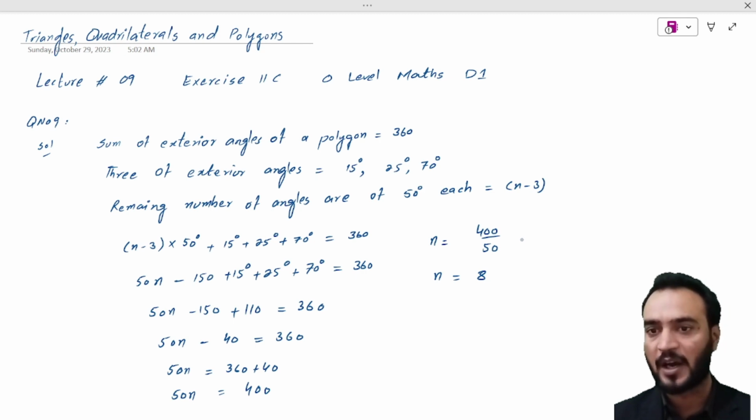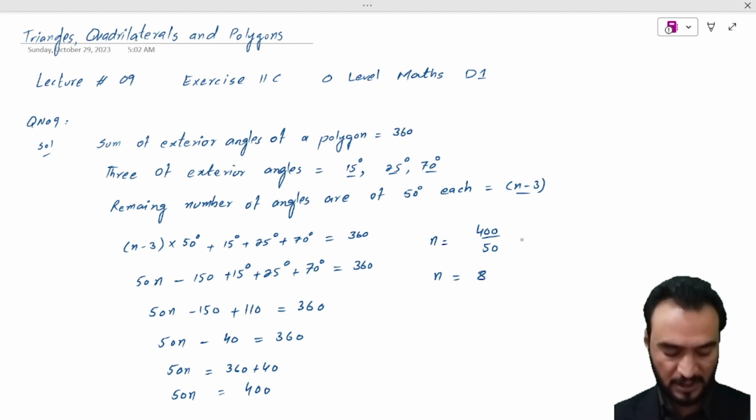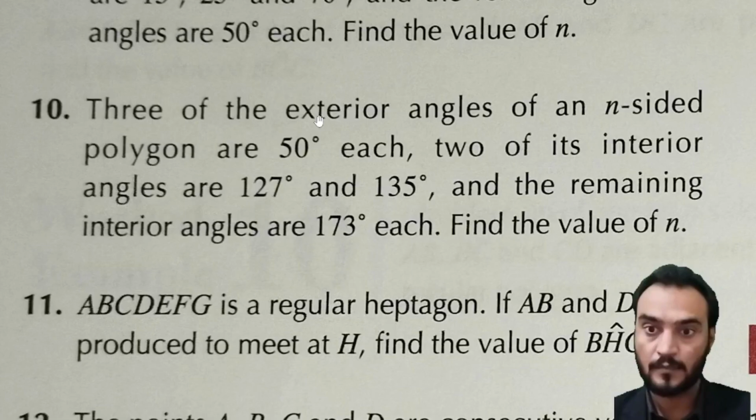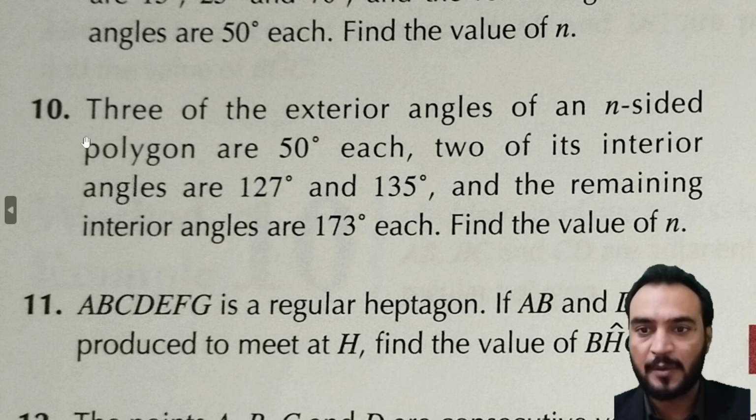This is the number of sides of the given polygon having three of the angles equal to 15 degrees, 25 degrees, and 70 degrees, and the remaining n minus 3 angles each of size 50 degrees. Solving this, we get the number of sides of this polygon. This was question number 9, and now we will solve question number 10. This is question number 10.